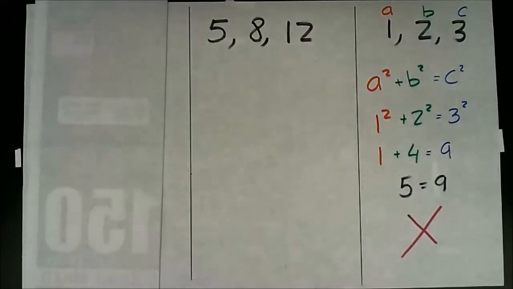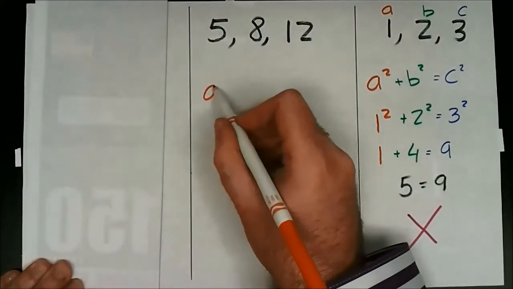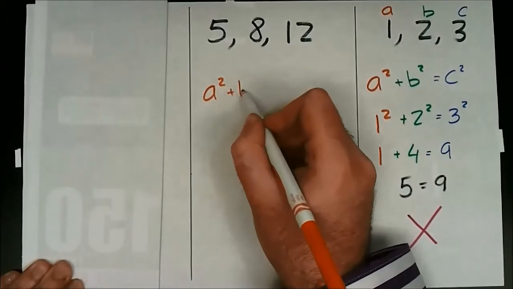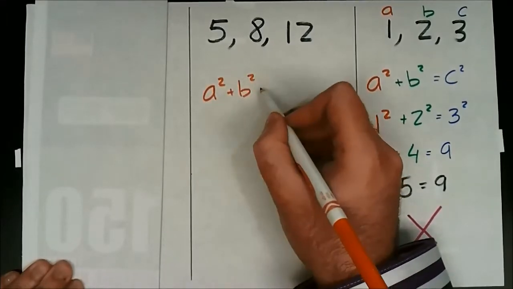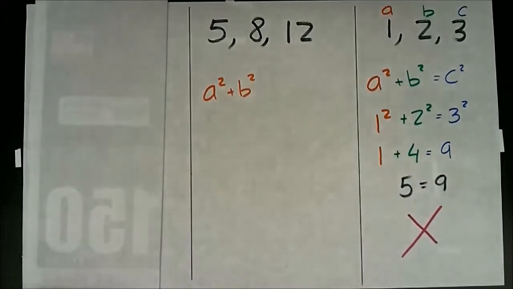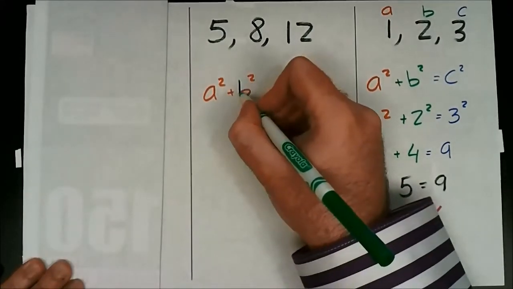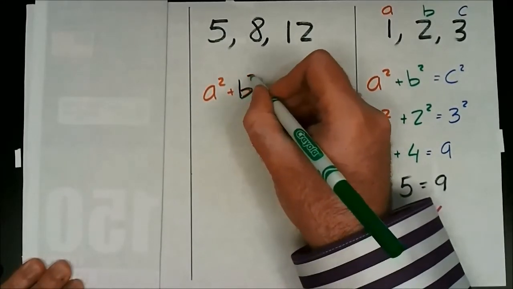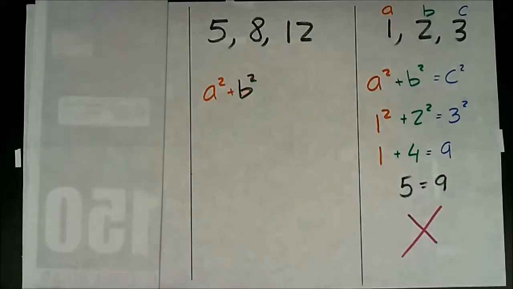Let's try one more. Slightly bigger numbers. Woohoo! Works out the same way. Again, I'm going to write my Pythagorean theorem. A squared plus b squared equals c squared.